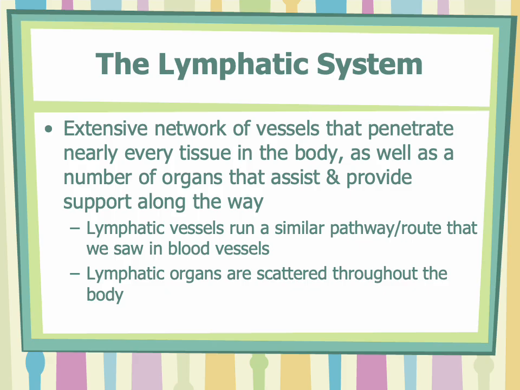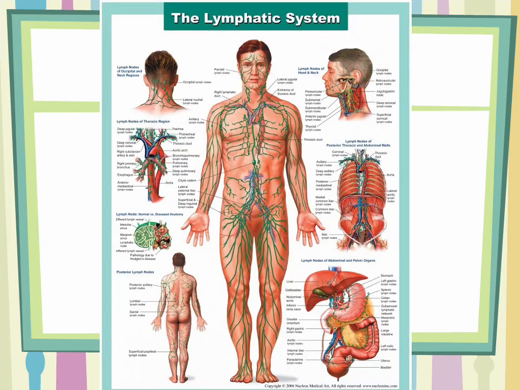So by lymphatic system, we are referring to an extensive network of vessels that penetrate nearly every tissue, as well as different numbers of organs that provide support along the way. So lymphatic vessels are very similar to the other vessels we are more familiar with, such as the arteries and the veins, right? And the lymphatic organs are a number of different organs that are scattered throughout the body. They have a similar function. They either are filtering or helping us with the immune response and storage of lymphocytes.